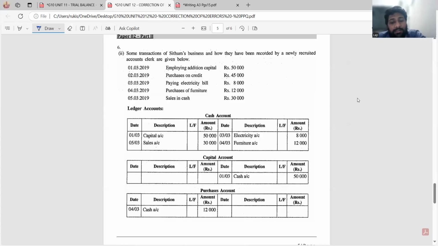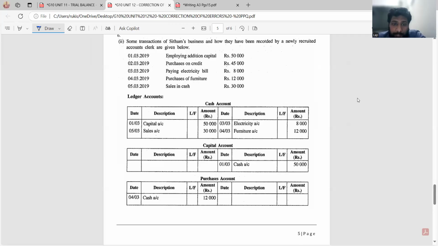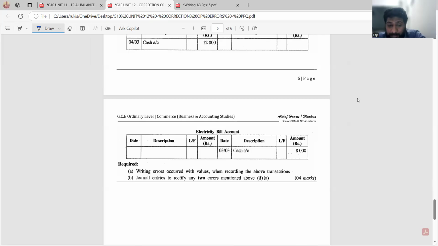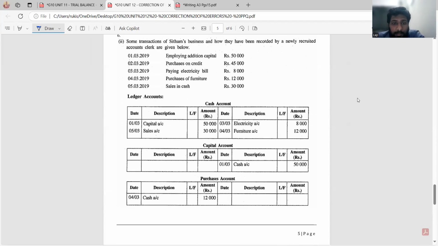Some transactions of Situm's business and how they have been recorded by a newly recruited account clerk are given below. Write the errors that occurred, with the values, when recording the above transactions. We'll try to find out one by one. Additional capital: cash account should be debit, capital account should be credit. Cash account debit, capital account credit. That means this transaction is perfectly correct.